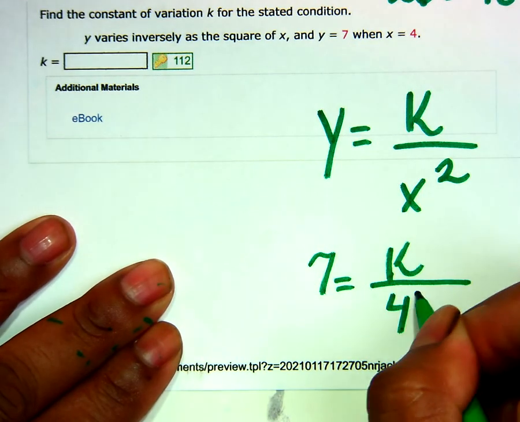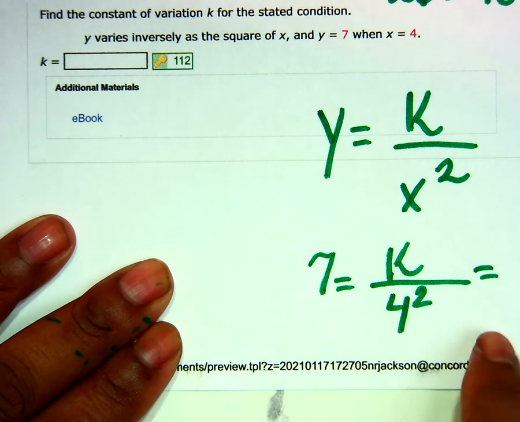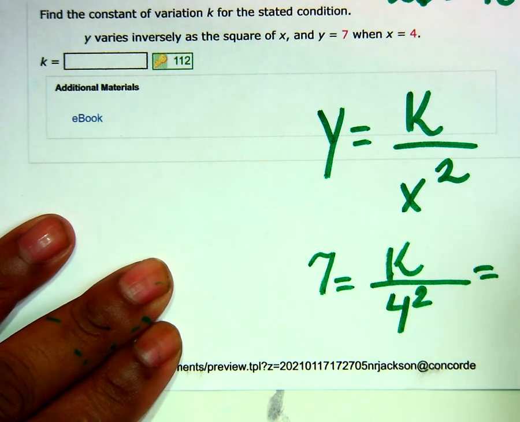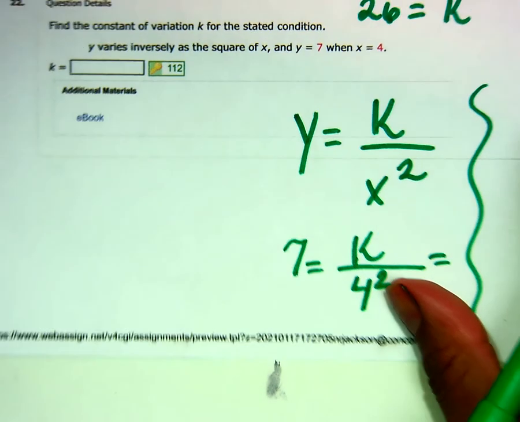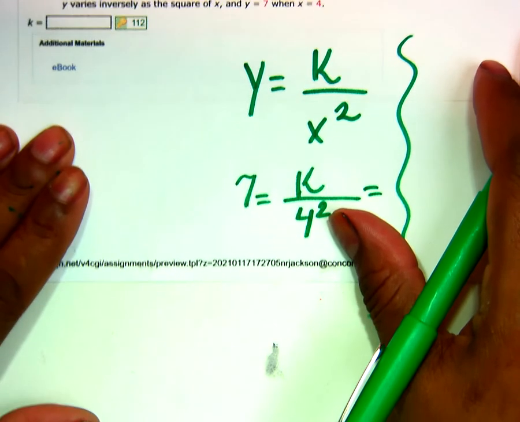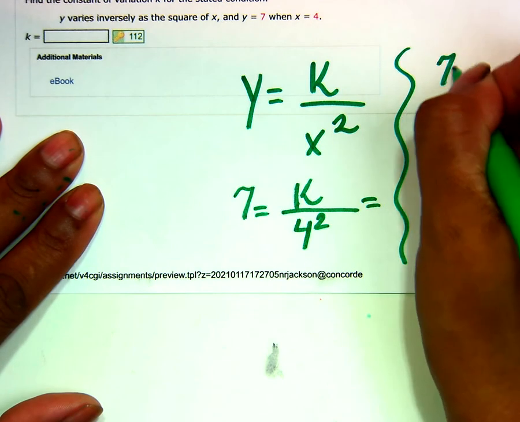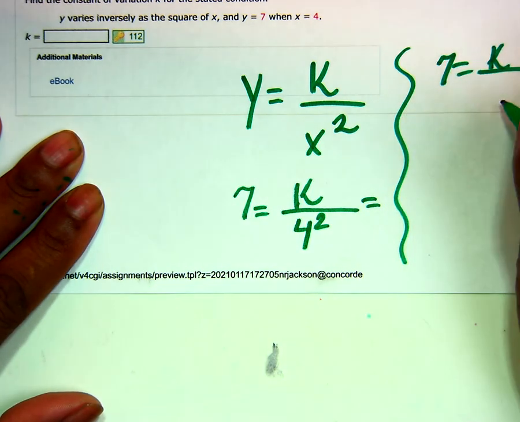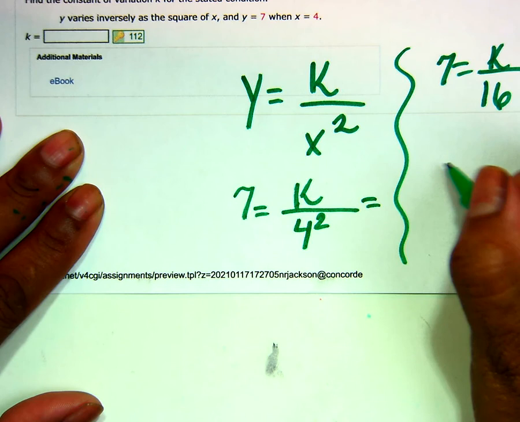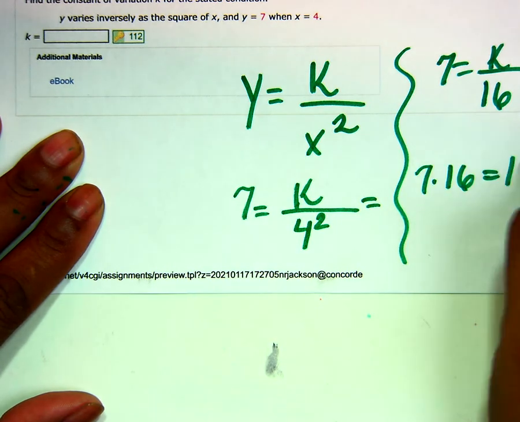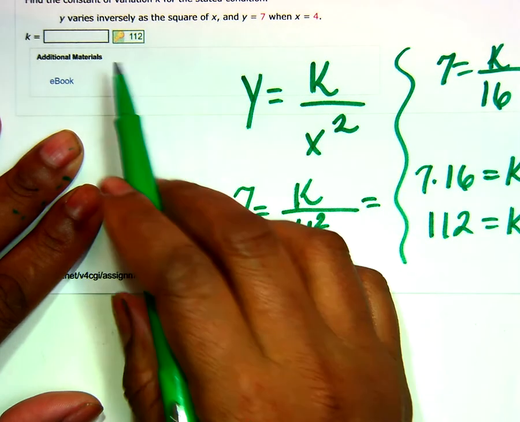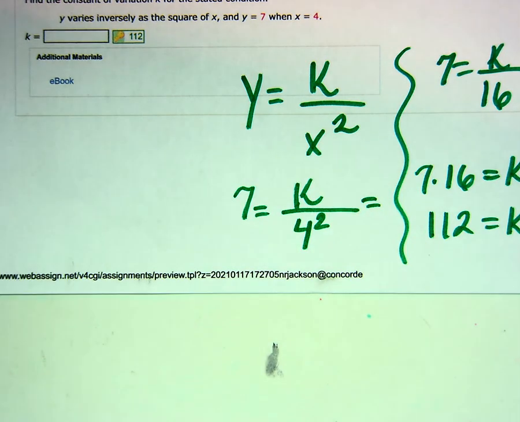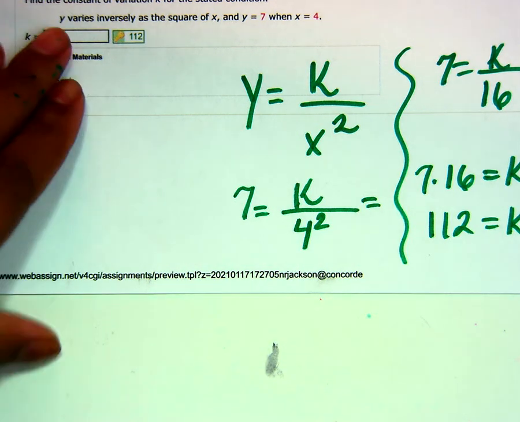So that'd be 4 squared. We know that 4 squared is 16. So now we have 7 equals k over 16. Cross multiply, so 7 times 16 equals k. We know that k is 112, which is what they got right there. So be careful when you read it. Inverse means fraction. Varies directly means multiplication.